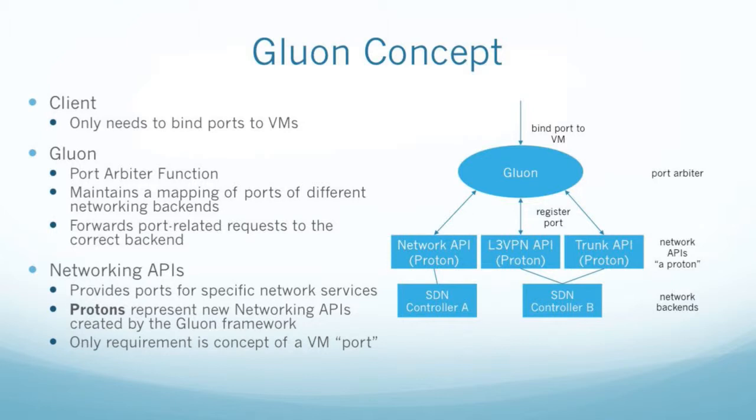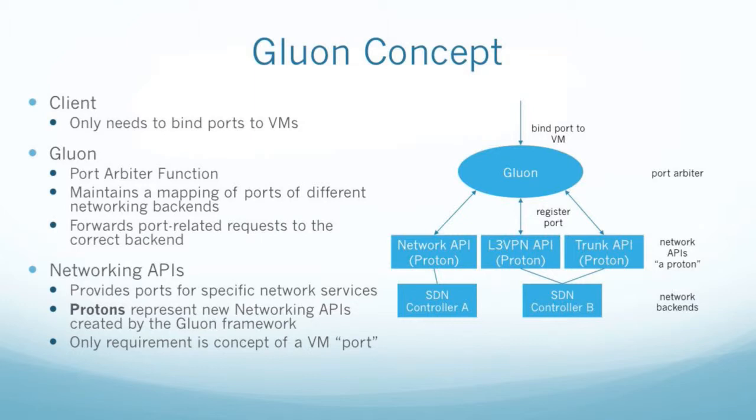Another concept behind Gluon is that the compute service, being Nova, doesn't really need to know about the networking service provided by that port. It just needs to know that it wants to bind that port to a VM. When the compute service needs to bind the port to the VM, that port bind request needs to be routed to the proper networking API. To make that happen, we have this bubble in the middle called Gluon, which is providing our port arbiter function. It maintains a mapping of ports to the different networking API backends.